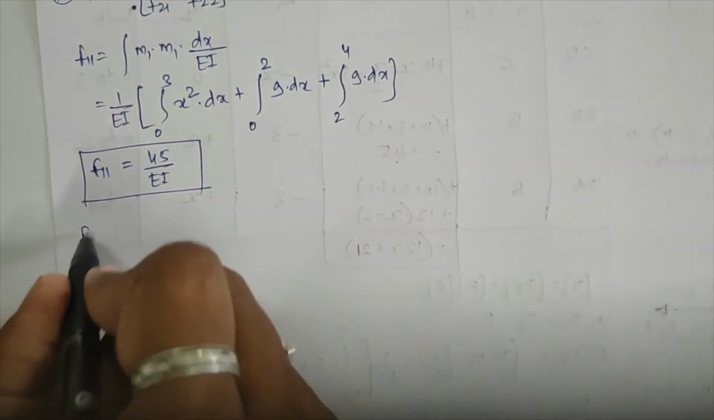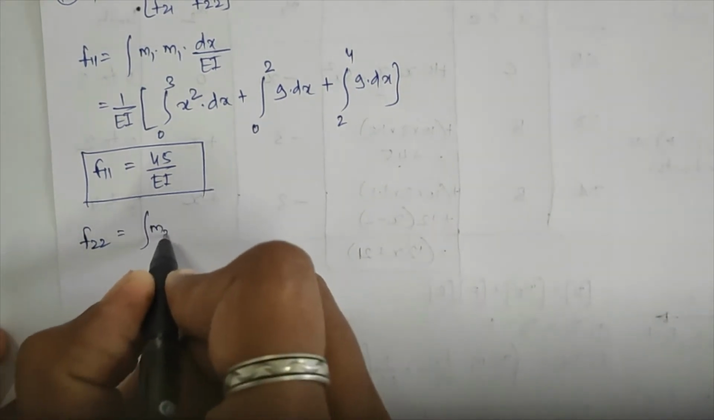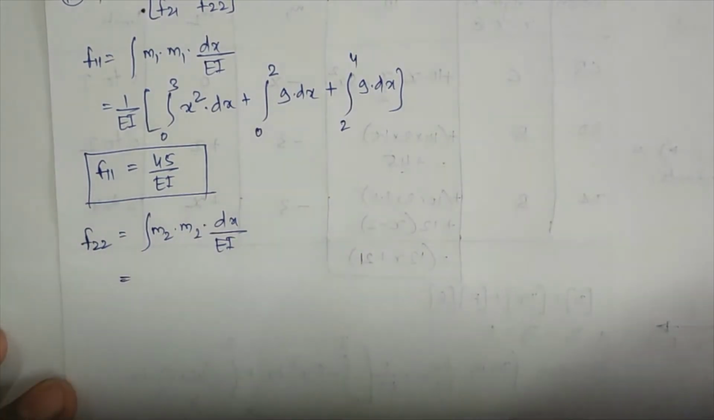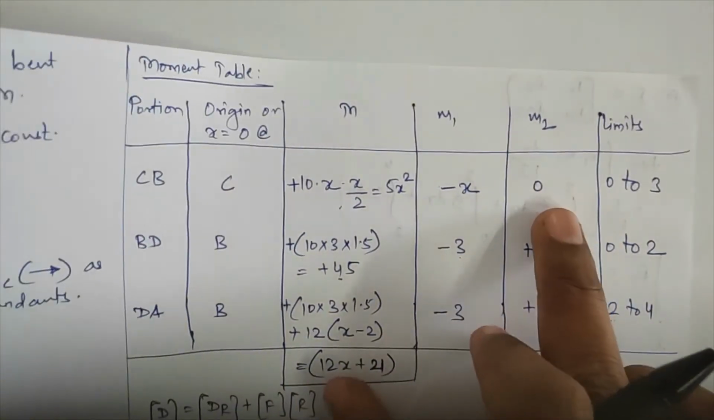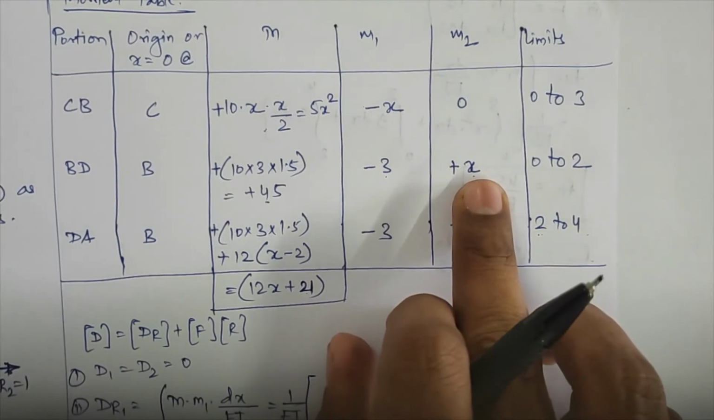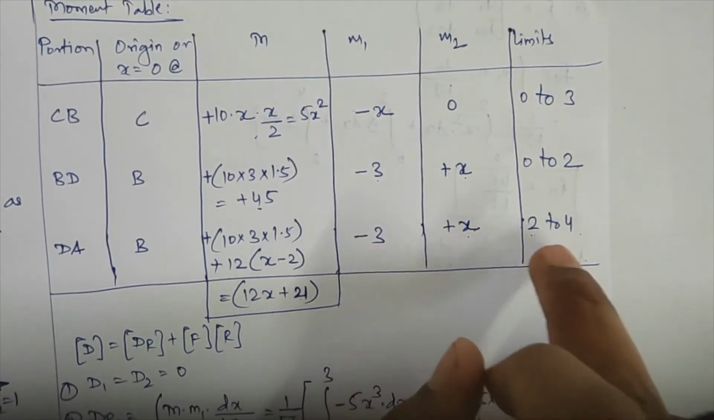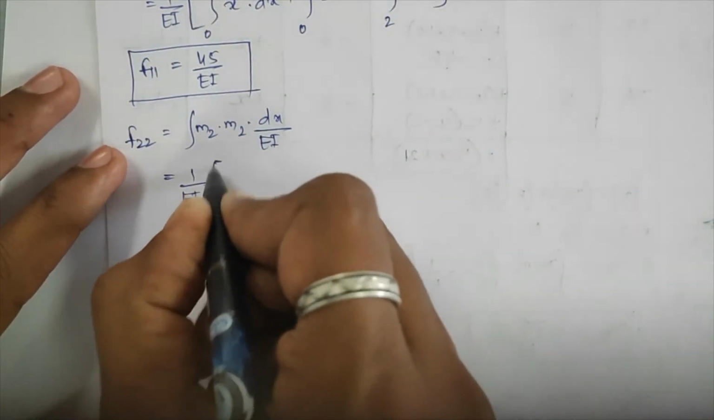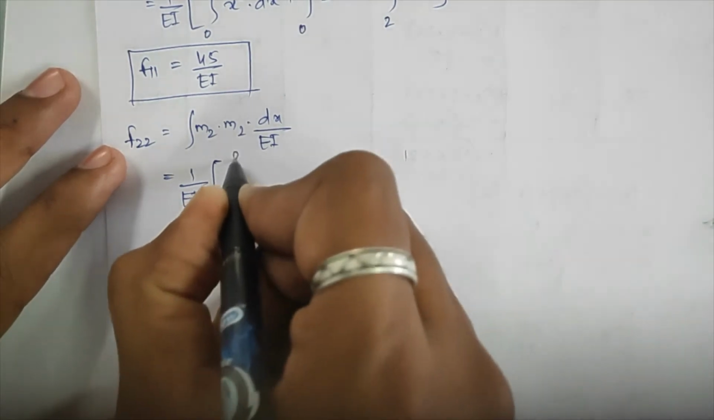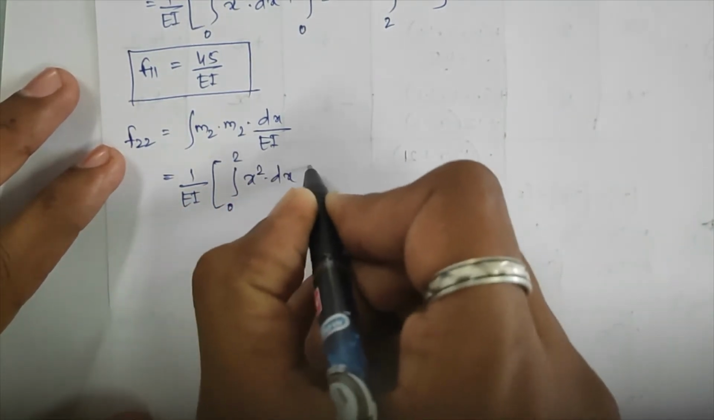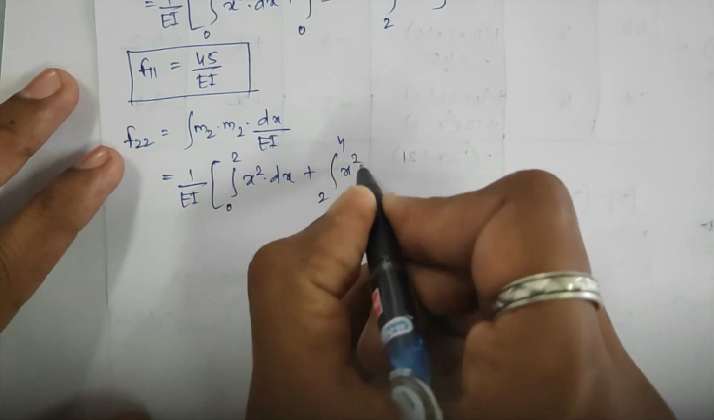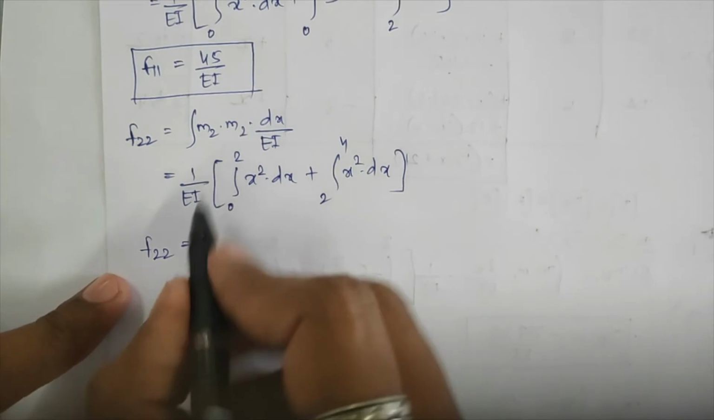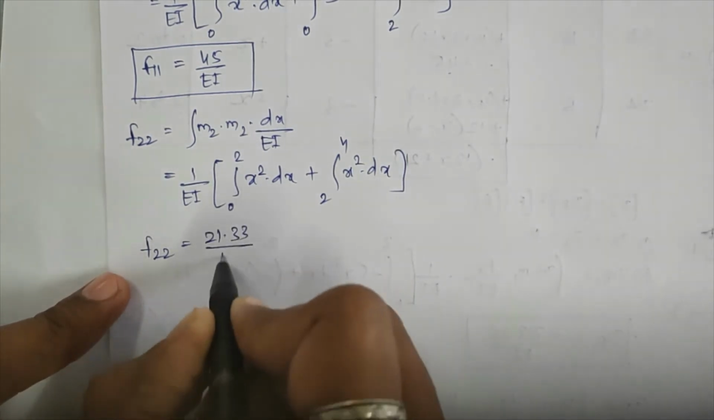Okay, same way f2 is the integration of m2 into dx upon EI over there. Your first m2 value is 0. Next value is x into x, that will become x square from 0 to 2 and x square from 2 to 4. So I'll write 1 upon EI again constant, integral 0 to 2 x square dx plus 2 to 4 again x square dx. If you solve this, I'll get f2 is equal to 21.33 upon EI.